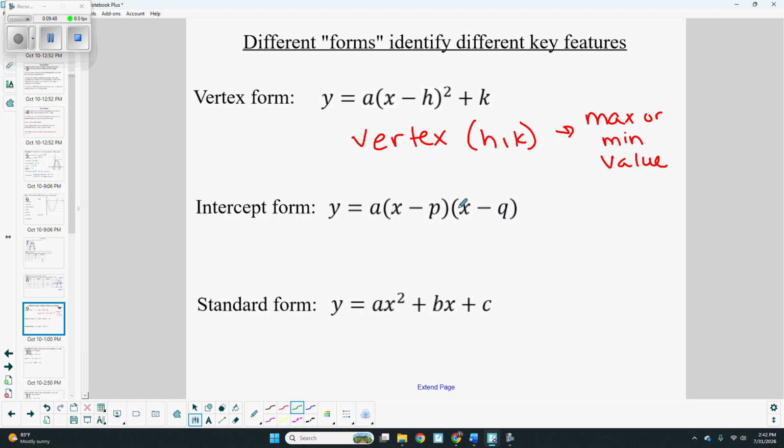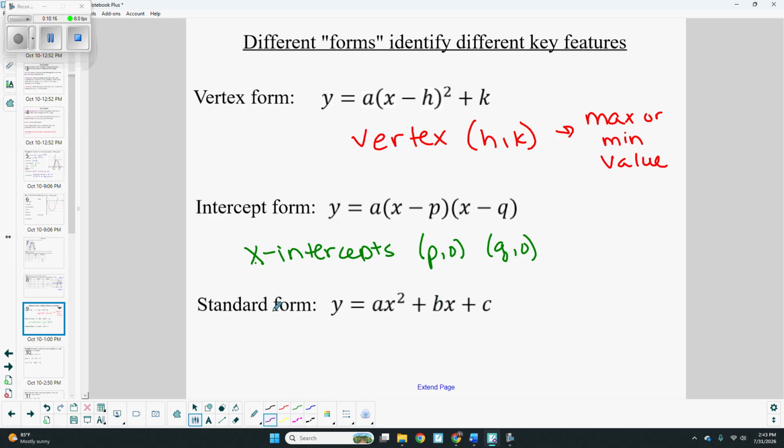Intercept form gives us the x-intercepts. And whatever numbers are in the parentheses, it looks like it's factored. So this would be p comma 0 and q comma 0. So this is best for when did something hit the ground? When were things equal to 0, right? When was the y value equal to 0?